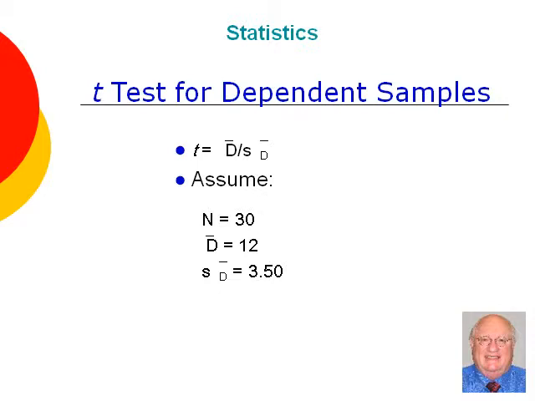Before going to the next slide, see if you can answer the following question. What is the value of the t-statistic in this situation? What is the critical value? And should we decide to accept or reject the null hypothesis?